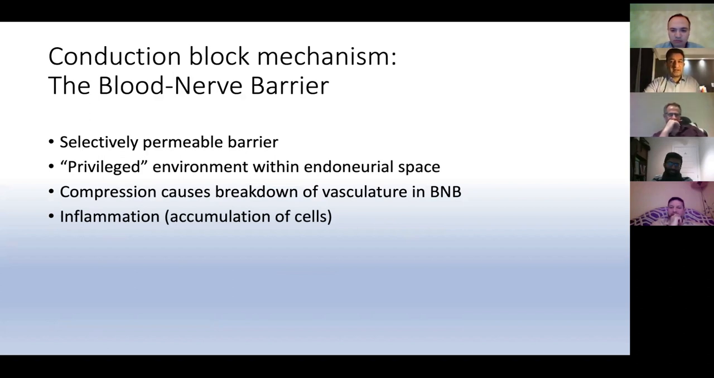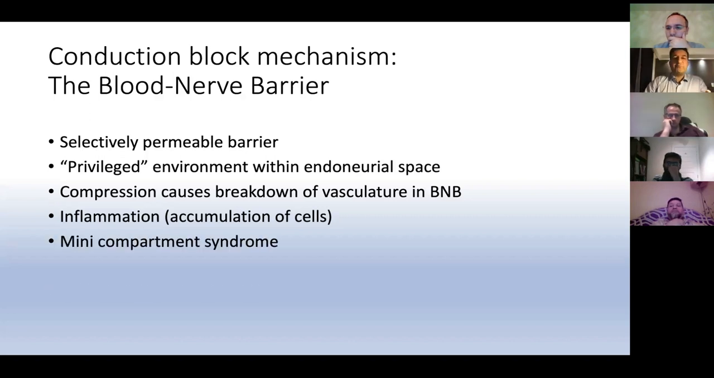And as a result, this initiates an inflammatory response and increases the permeability even further. So it's like a positive feedback cycle. Okay, so compression upsets this barrier, lets in the inflammatory cells, the macrophages, the lymphocytes. These cause inflammation, they increase the permeability even more. Positive feedback cycle, it all goes downhill, okay? So that's the way to remember it, okay?